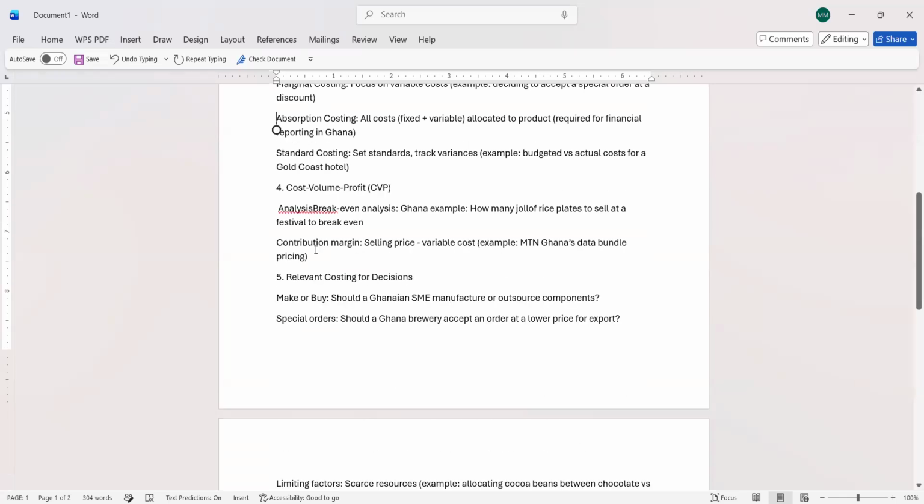We move on to what you call cost volume profit analysis, CVP analysis, whereby we talk about the assumptions of the break-even or CVP assumptions. What are the various assumptions that govern the CVP analysis? We also talk about break-even analysis.